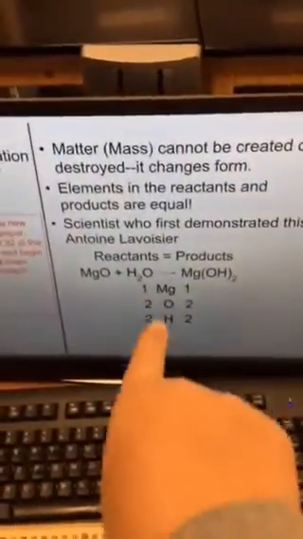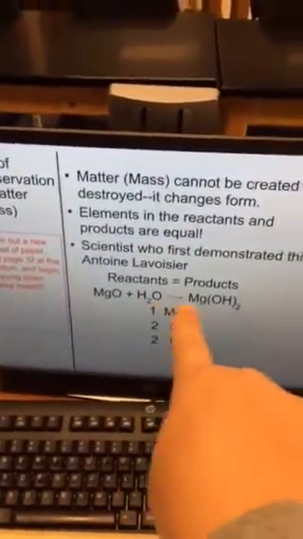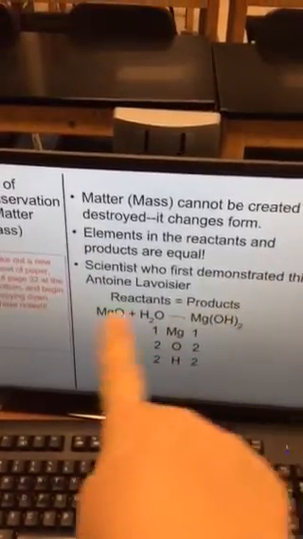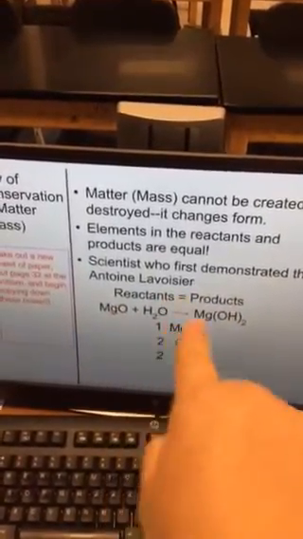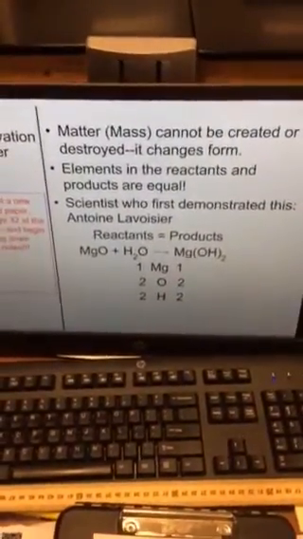Then we go to H, hydrogen. There's 2 hydrogens on this side, and there's 2 hydrogens on this side. 2 times the 1 is 2. So this would be a balanced equation. My reactants are equal to my products. So this is an equation that you do not need to do anything to. It is fine just like it is.